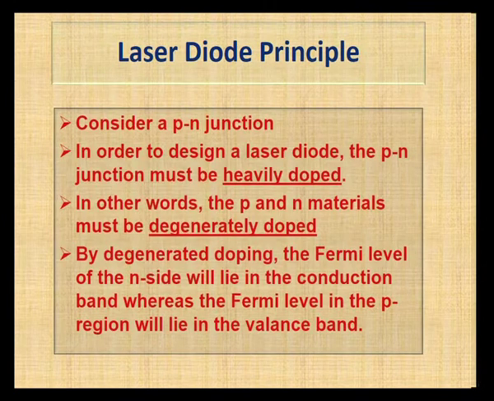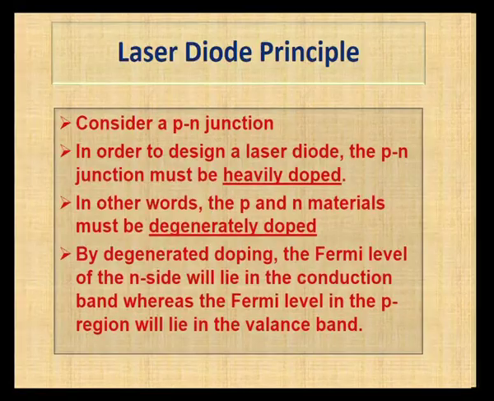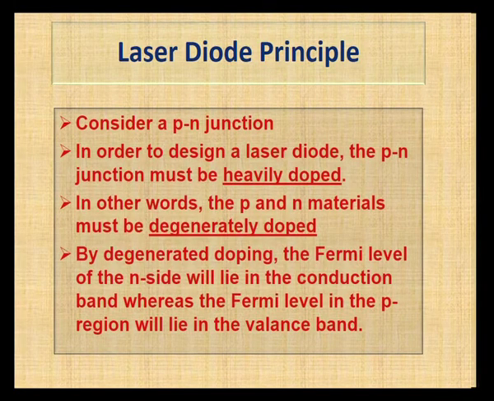Next we move on to the laser diode principle, building on what we have studied till now. Consider a p-n junction. In a p-n junction we are speaking about the diode. In order to design a laser diode, the p-n junction must be heavily doped. The laser action will now take place in the p-n junction diode, and if we want laser action, we need to heavily dope the p-n junction.